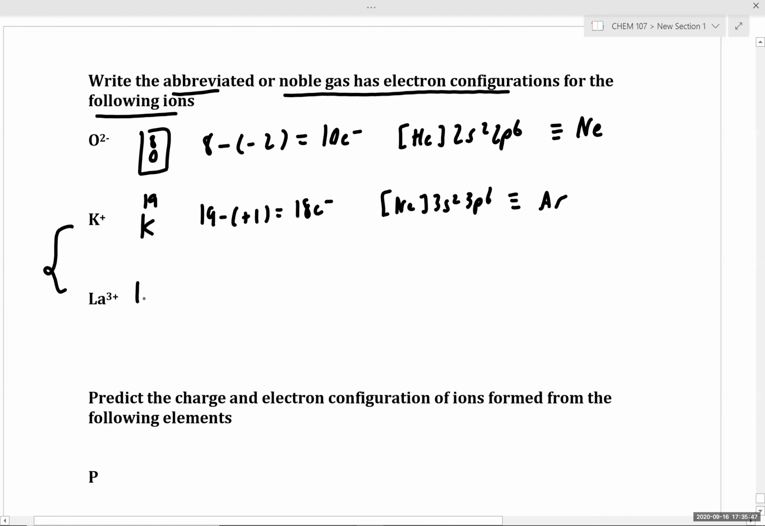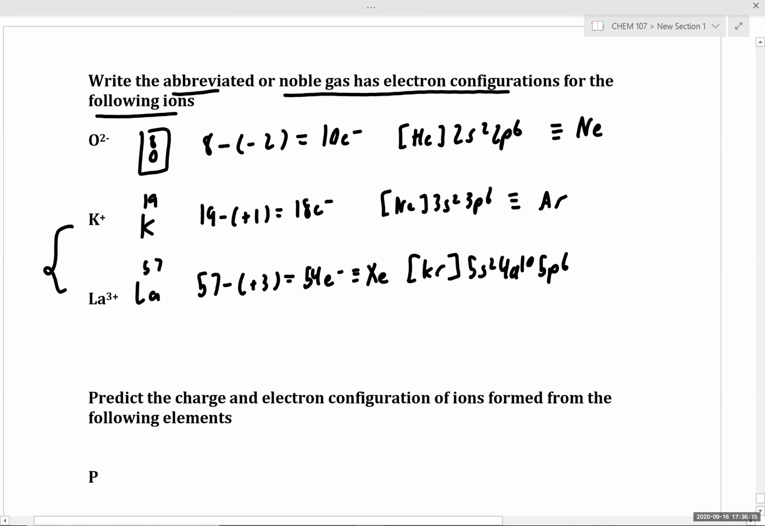So for lanthanum, just counting electrons, has 57 electrons. 57 minus plus 3 gives us 54. The noble gas with 54 electrons is xenon. And xenon has a configuration of krypton 5s2, 4d10, 5p6, which matches the configuration for xenon. Does this make sense to everyone?